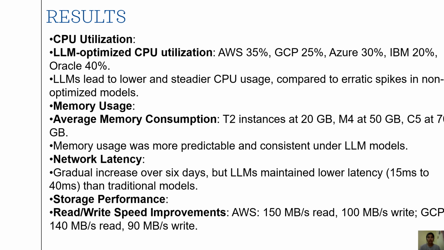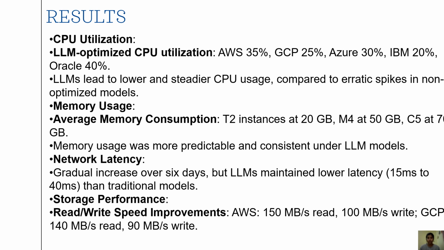Now the results. For CPU utilization with LLM optimization, AWS has 35%, GCP 27%, Azure 30%, IBM 20%, and Oracle 40%. It also led to lower and steadier CPU usage compared to erratic spikes without it.